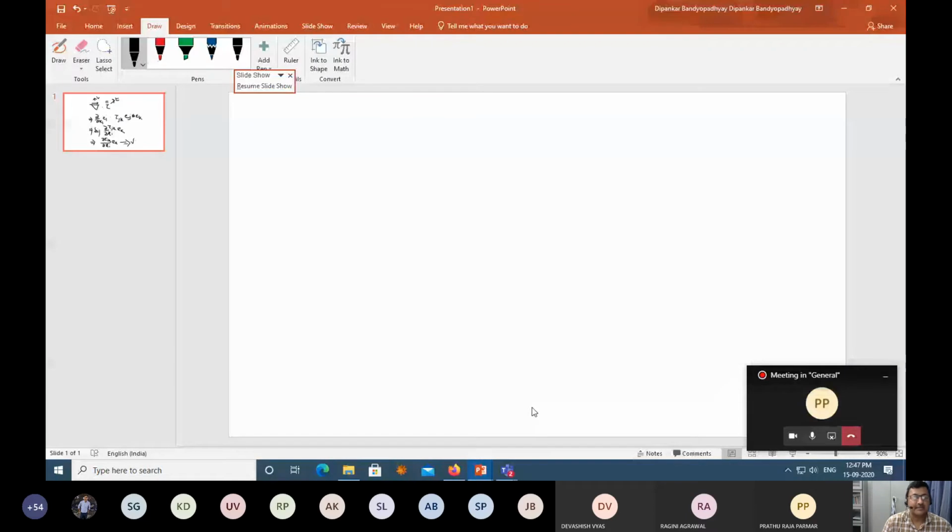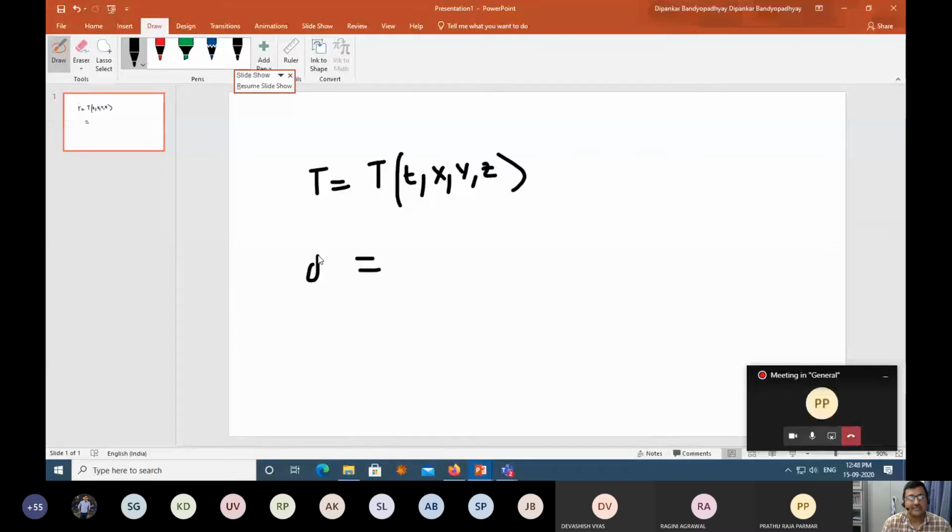Suppose you have a scalar temperature, which is a function of time and space. So this you have to understand very, very clearly. T is a function of time, the x component of a coordinate system, the y component, and the z component. So how do you write that? Suppose there is a change that is happening, that is dT. Now how do you write that?